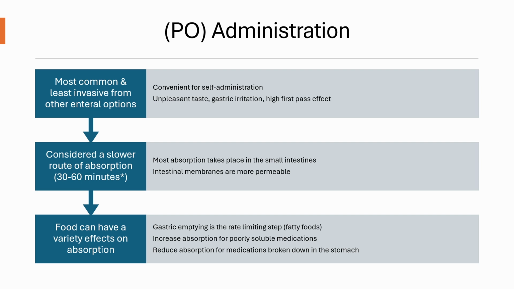Most absorption takes place in the small intestines. This is because the intestinal membranes are more permeable than the stomach is. Foods can have a wide variety of effects on the absorption. Gastric emptying is usually the rate limiting step in the absorption process. Fatty foods can slow gastric emptying and thus limit the rate of drug absorption. However, sometimes fatty foods can increase absorption. Medications that are poorly soluble can have their absorption increased with foods.